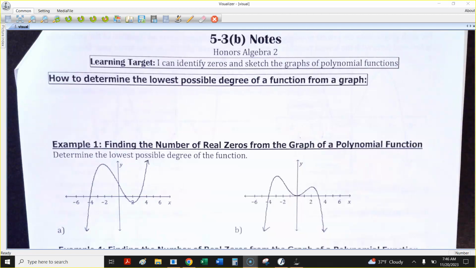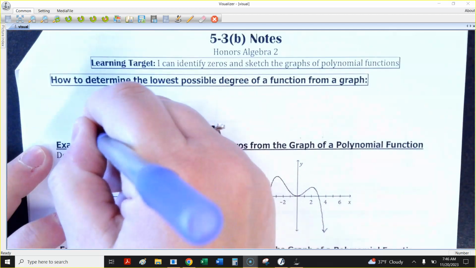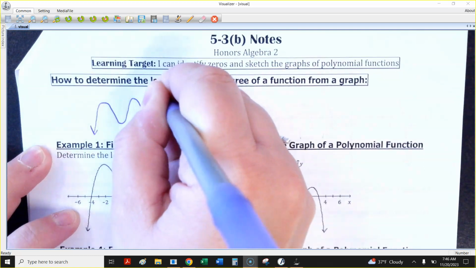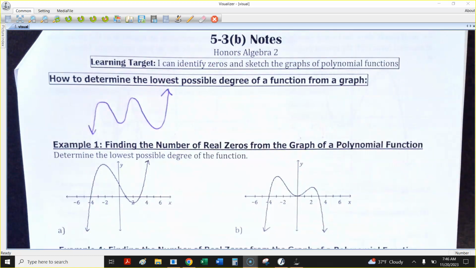Some of the questions today are going to give you a graph, and they're going to say, determine the degree of the graph. Okay, so how do I figure that out from a graph? I'm just going to kind of sketch something. I'm just sketching a little bit of a graph.